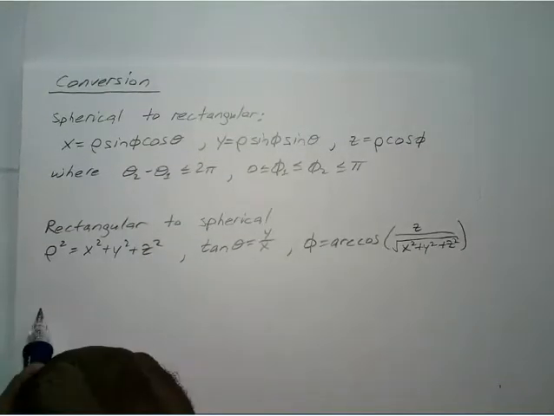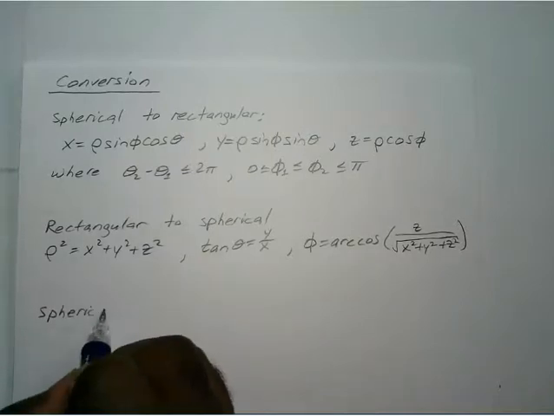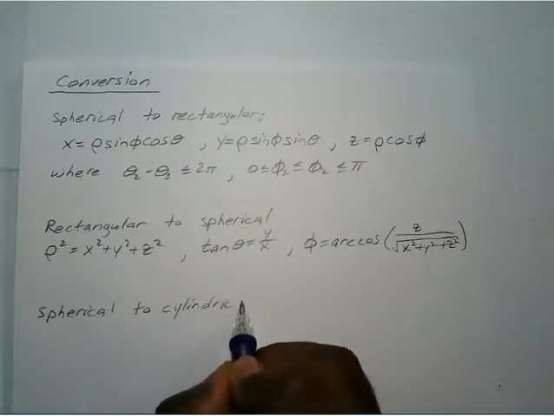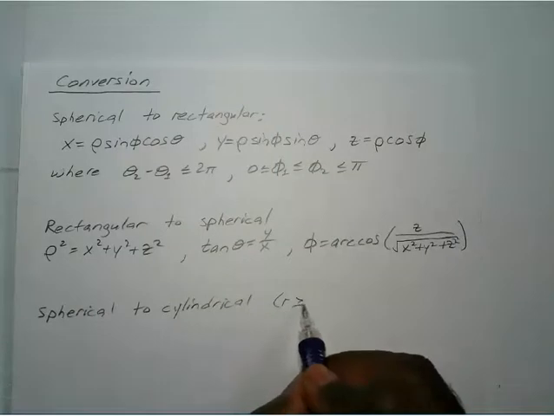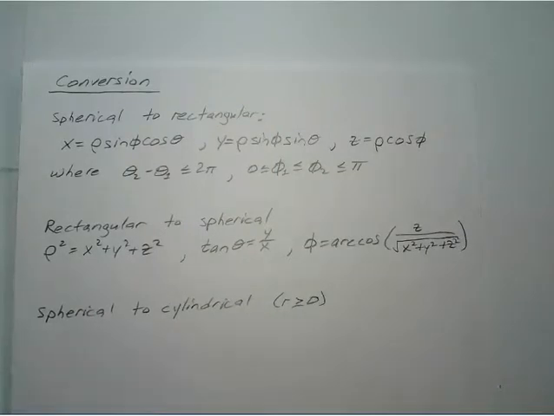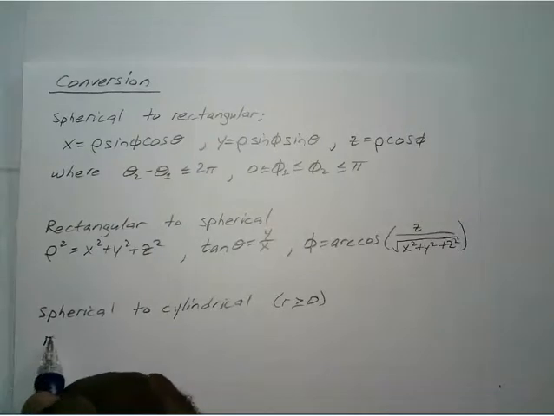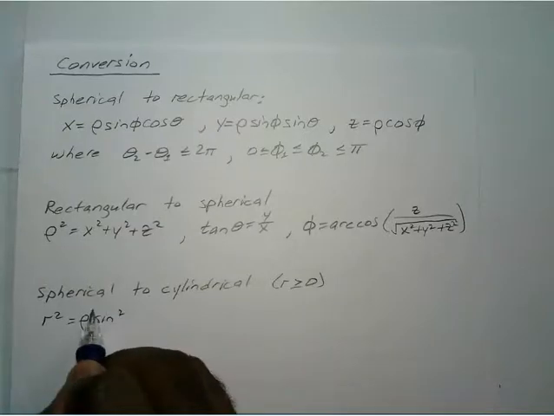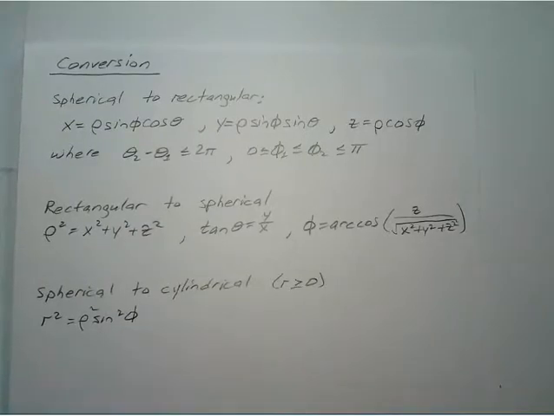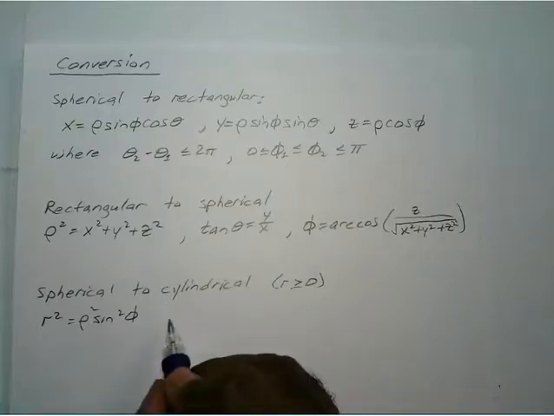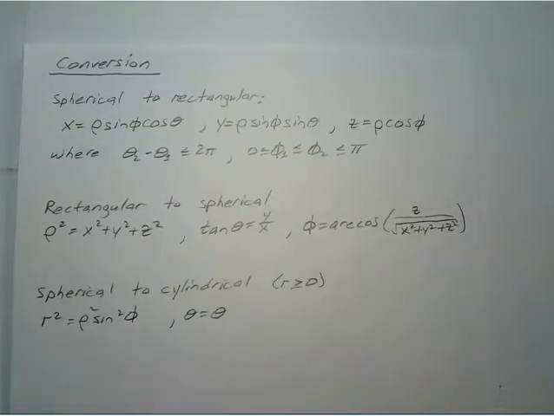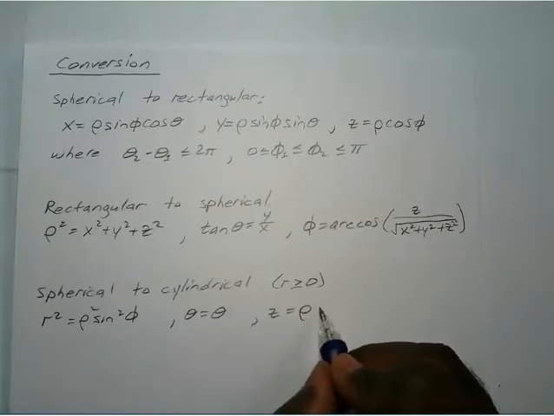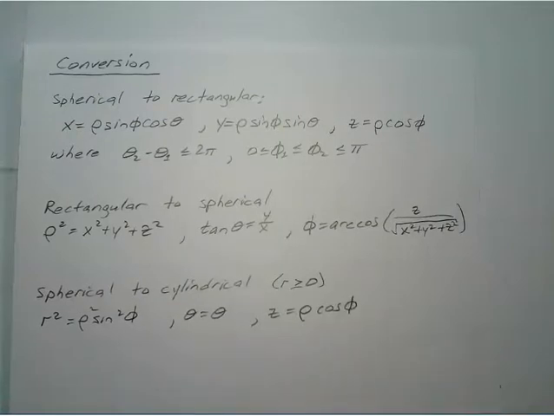Okay. So now if you wanted to go from spherical to cylindrical, of course, for our radius that's greater than or equal to 0, we have r squared is equal to rho squared sine squared of phi. Of course, our theta is just equal to theta. That doesn't change. And our z is equal to rho cosine phi.